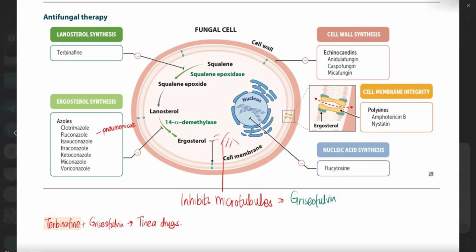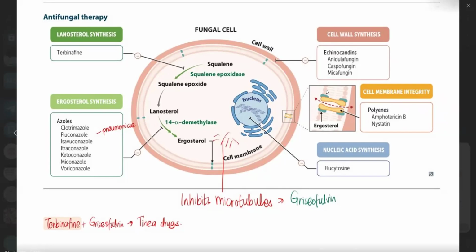They're called polyenes. Polyenes are things like amphotericin B and nystatin. How these things work is they bind to this ergosterol, and when they bind there, they disrupt the membrane integrity. Once the membrane integrity is disrupted, it leads to the formation of pores.